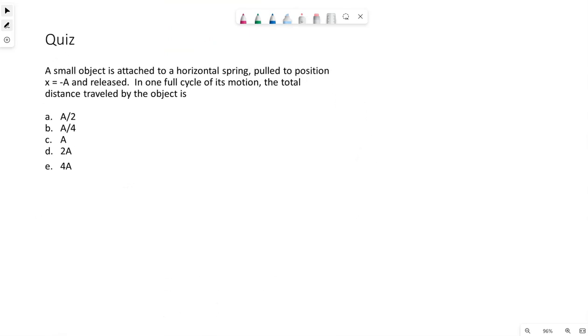What do you think the answer is here? Correct answer is E. So mass on a spring, if this is equilibrium, we've pulled the mass to the left to a position of negative A and released it. So in a full cycle, the mass is going to move, it's going to speed up, it'll be going fastest in the middle, slow down, get to positive A, and then go back until it's at negative A again.